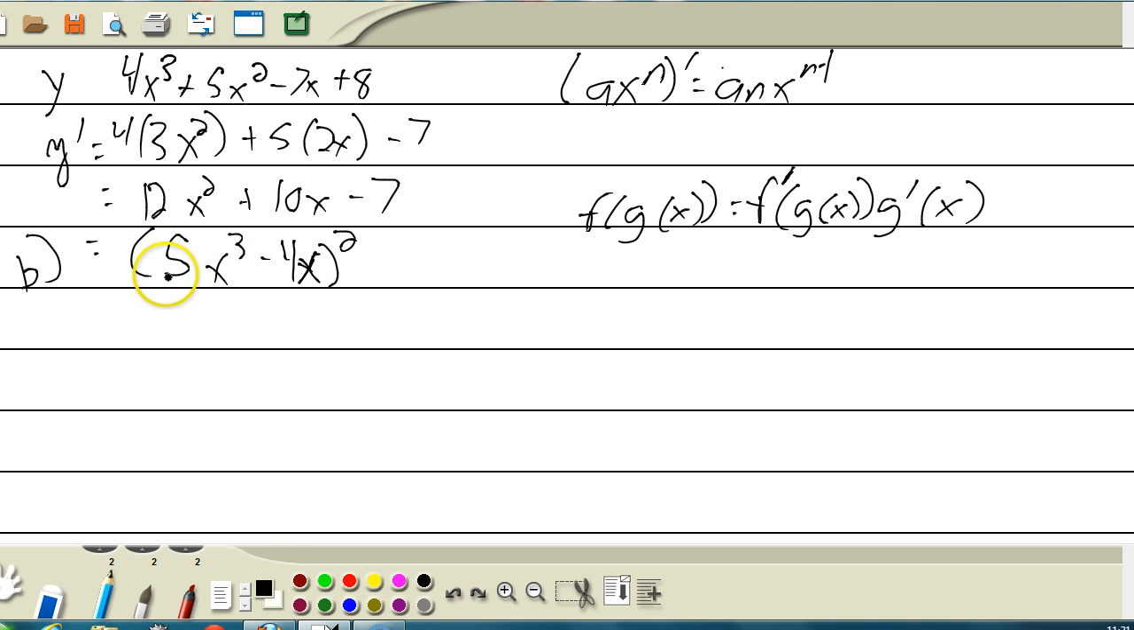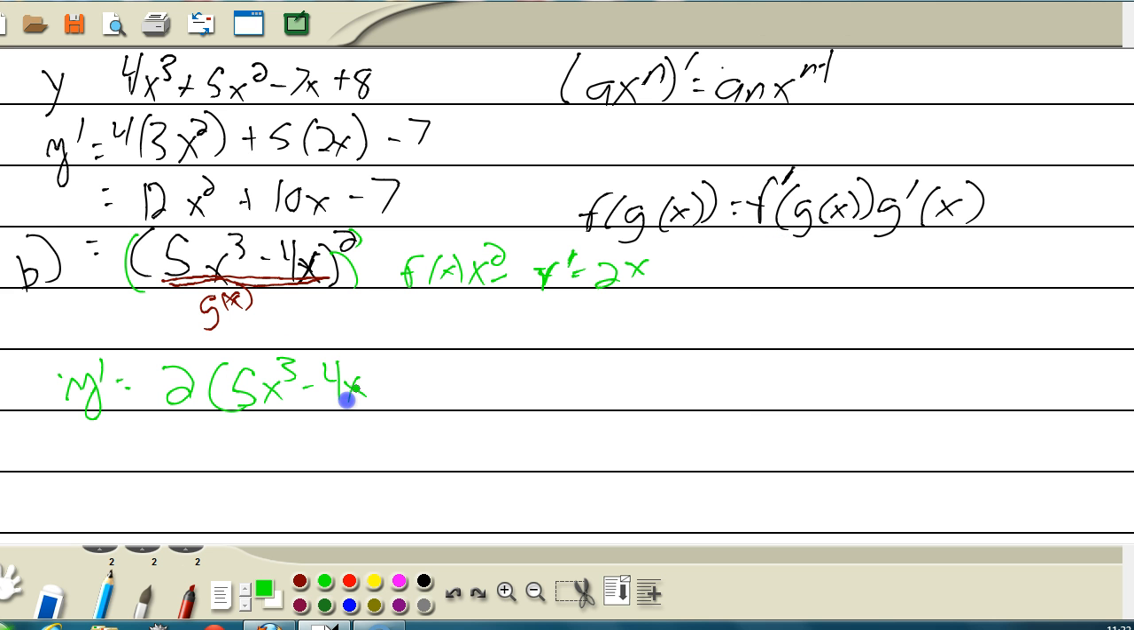So the inside function in this case is 5x cubed minus 4x. This is the inside function, this is g of x. Okay? Now the outside function is the squared. So the outside function is just x squared. Alright? So you go ahead and take the derivative of this. The derivative of x squared, so f prime, is 2x. Okay? So it's 2 times the same inside, 5x cubed minus 4x, times g prime. The derivative of the inside would be 15x squared minus 4. So it would be times 15x squared minus 4.